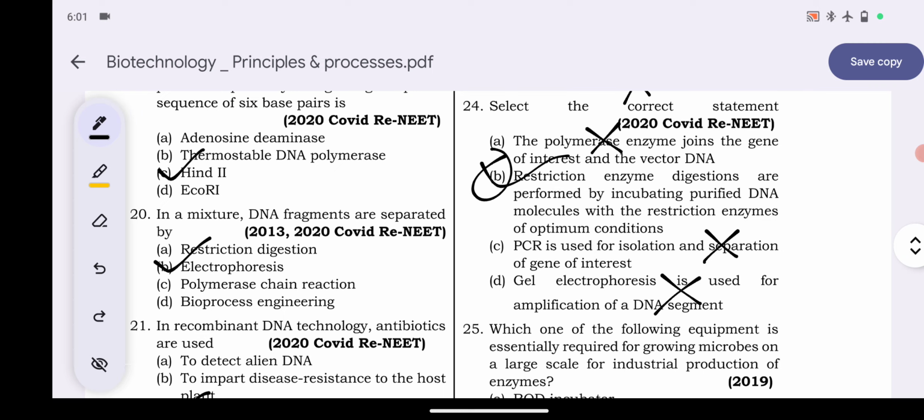Explanation. In order to perform restriction enzyme digestion, pure DNA molecules are incubated with the restriction enzyme under the best condition for the enzyme. To monitor the progress of restriction enzyme digestion, agarose gel electrophoresis is used. The gene of interest and the vector DNA are joined by DNA ligase. The technique of gel electrophoresis is used to isolate and separate gene of interest. And the PCR method is used to amplify a DNA fragment. Okay, so option B is the answer.